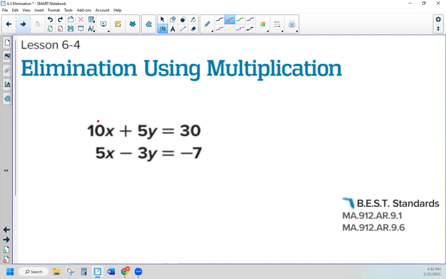If you add or subtract 10 and 5, they will not cancel to make 0. 5 and 3, if you add or subtract them, they will not cancel to make 0 because none of these are the same numbers or opposite numbers, like 5 and a negative 5. But what can we do? Well, hopefully you could see here by the title, by multiplication, we can make it happen.